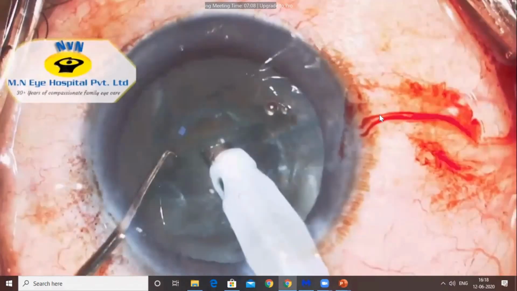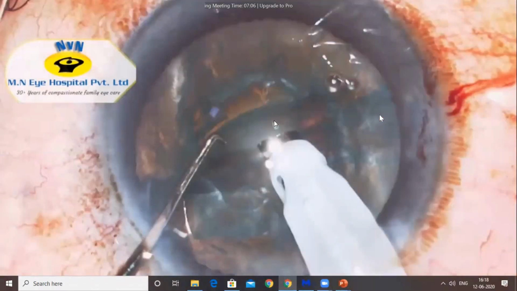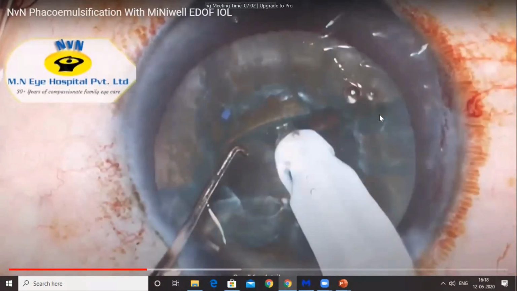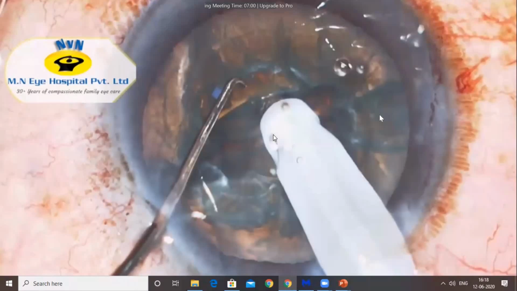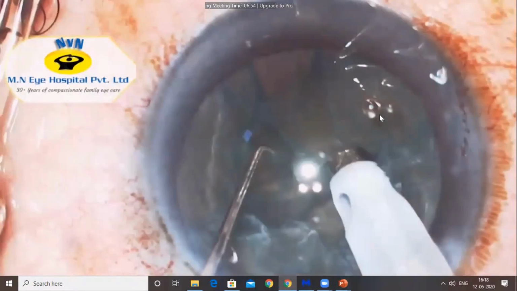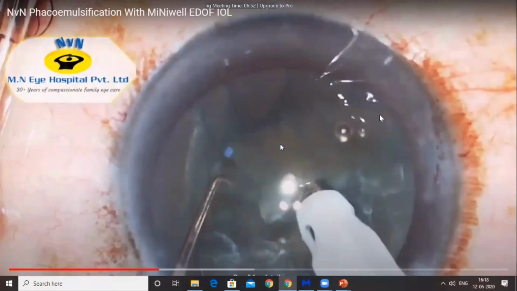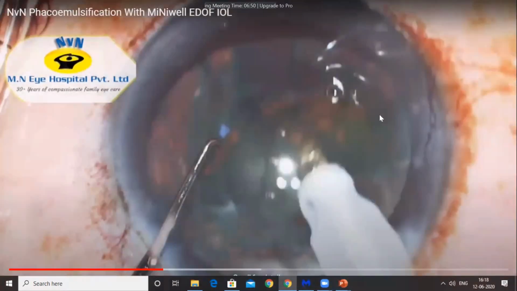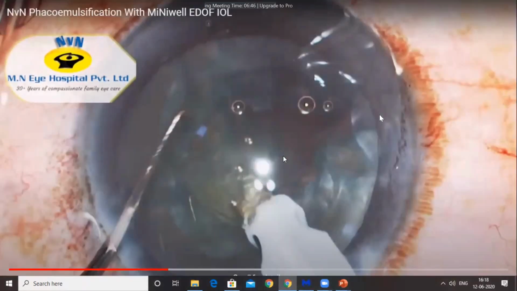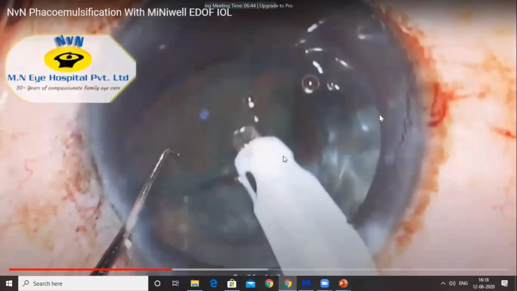As you can see, this is a relatively soft nucleus. In the phaco tube mode, using very minimal power, the phaco probe is slightly buried, and the job is then done. In such cataracts, it's always better to use low power and high vacuum settings. As you can see, the anterior chamber is well formed, and very good followability is noted.